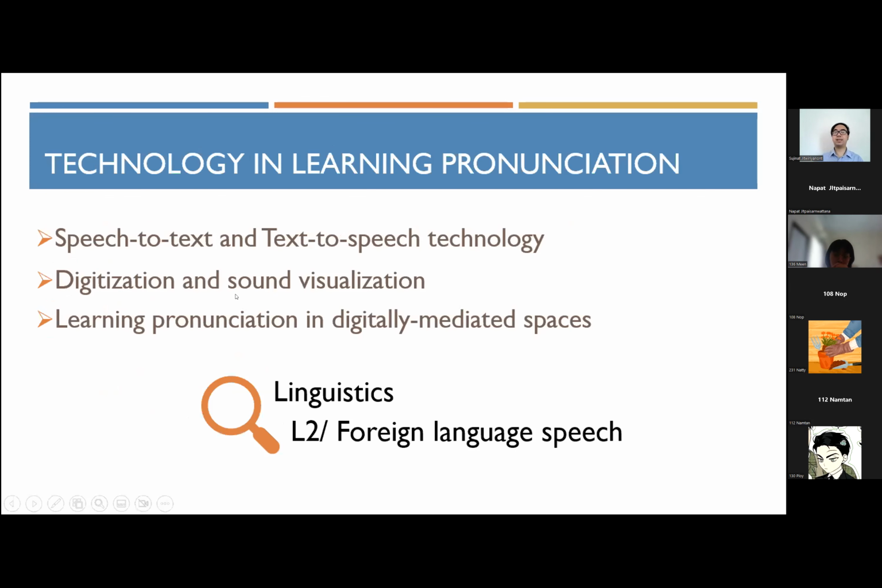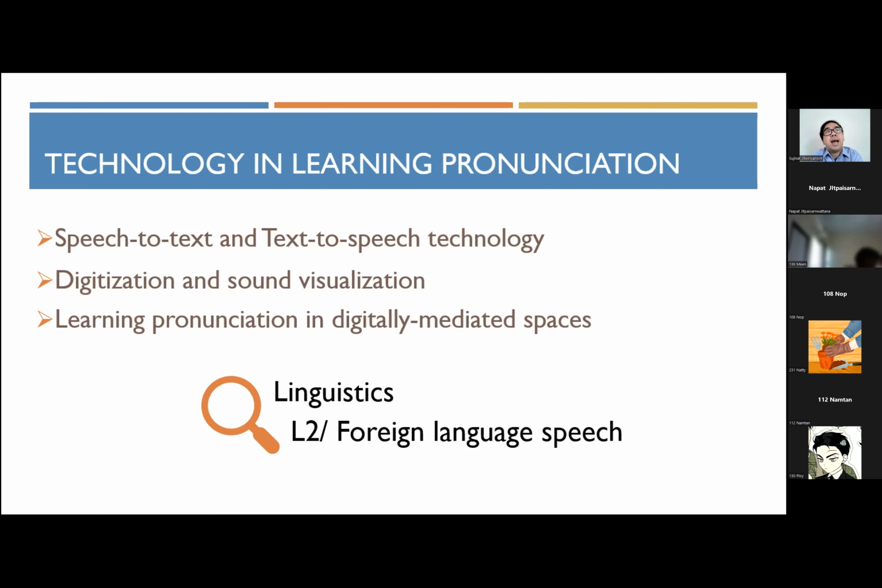So to recap all the concepts that we have taught together today, I introduced three technologies for learning pronunciation. The first one is text-to-speech and speech-to-text. Speech-to-text checks whether your pronunciation is understandable, recognizable by the machine or not. And the AI or the machine is a representative of your listener.